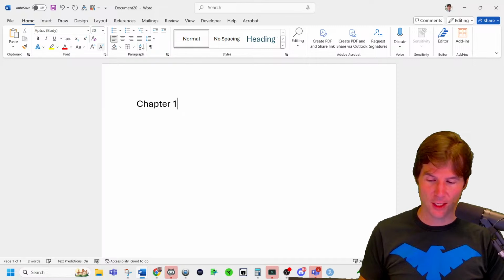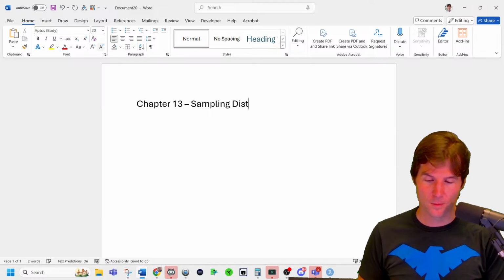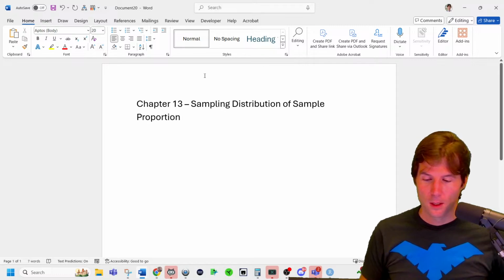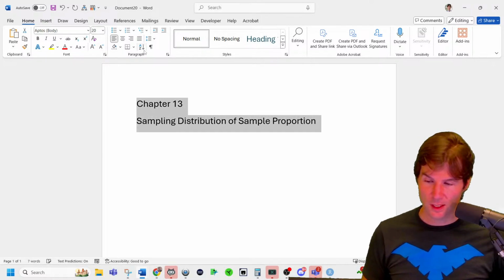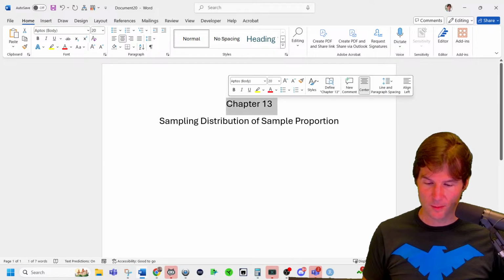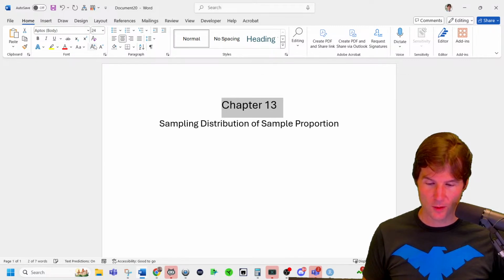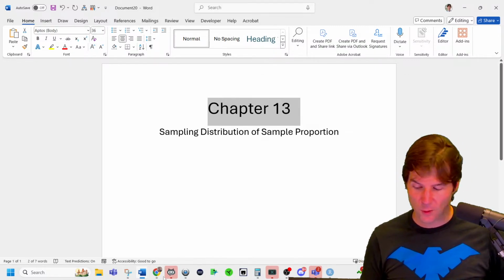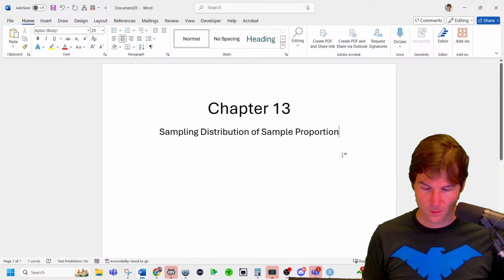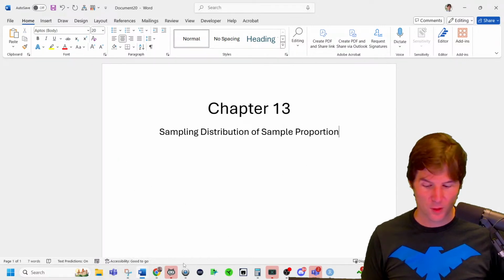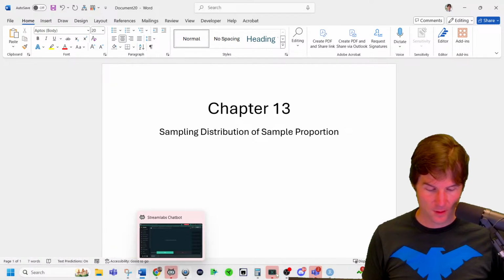Chapter 13 is sampling distribution of sample proportion. Now here's where people get stuck. People get stuck on these problems because they choose the wrong equations. So for these problems, when we solve them, what is mu?